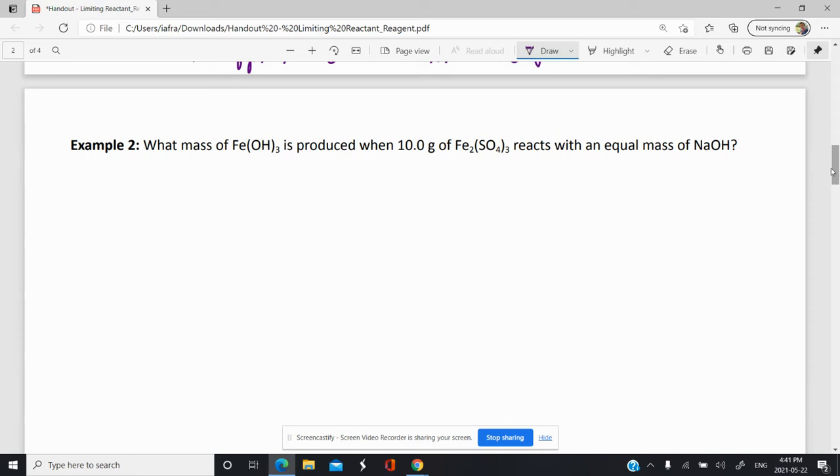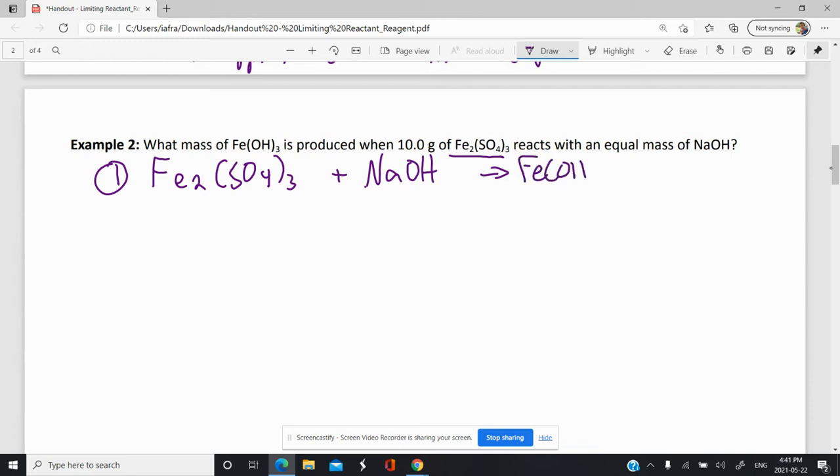So first of all, let us write out an equation. We're going to have the iron 3 sulfate reacting with some sodium hydroxide. So Fe2(SO4)3 plus NaOH. This is going to be a double displacement reaction, so you need to recognize double displacement. And we're going to get some iron 3 hydroxide here.